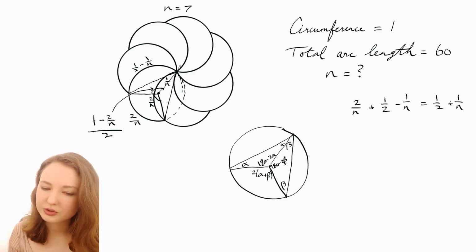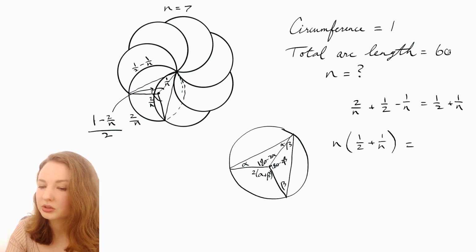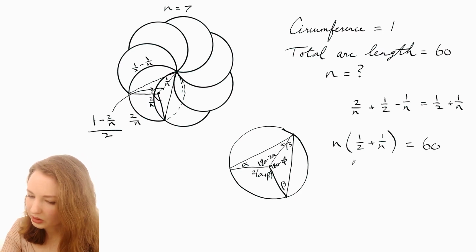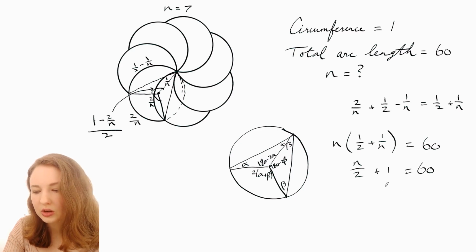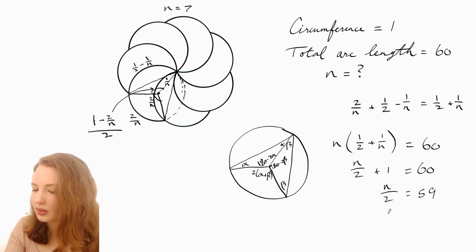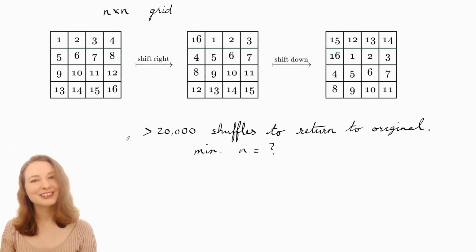And then you've got n of the circles, so just n times that. And we know that that equals 60. So that'll give us n on 2 plus 1 equals 60, or n over 2 is 59, and n is 118.